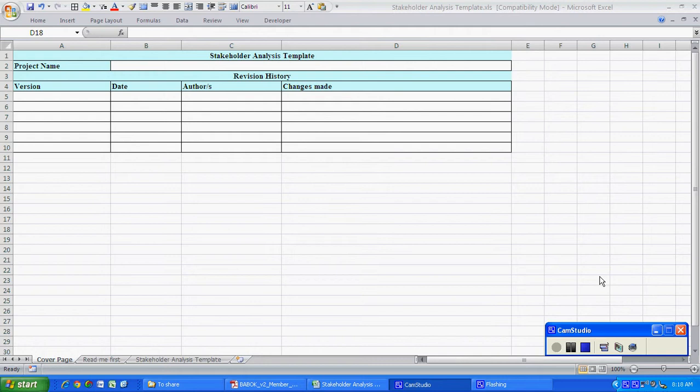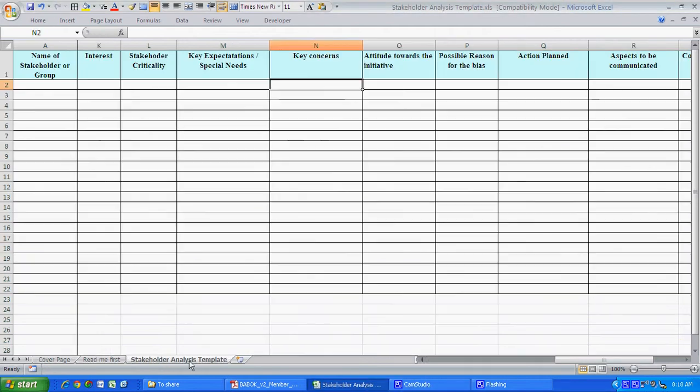The first page is obviously the cover page, where we just write the name of the project for which we are preparing this stakeholder analysis template, and certain revision history in terms of the version number of this document, the date and the authors for this template, and the changes made from the previous version. The template looks something like this.